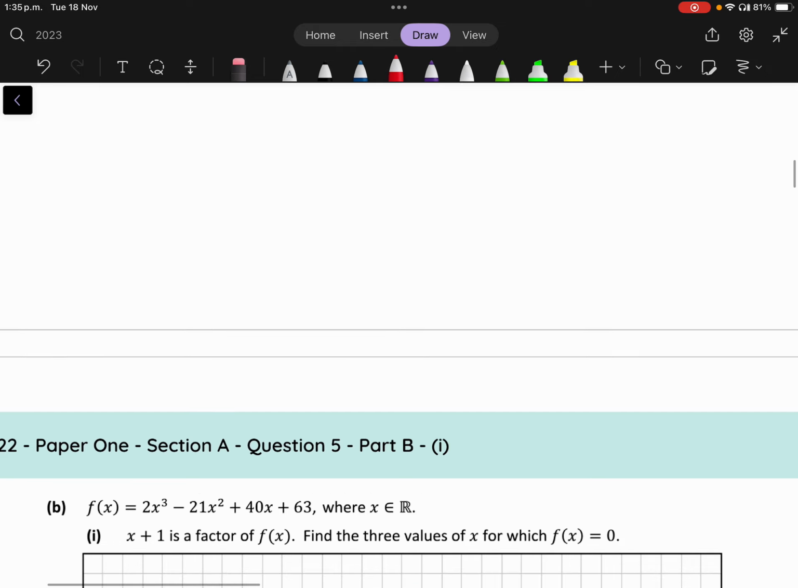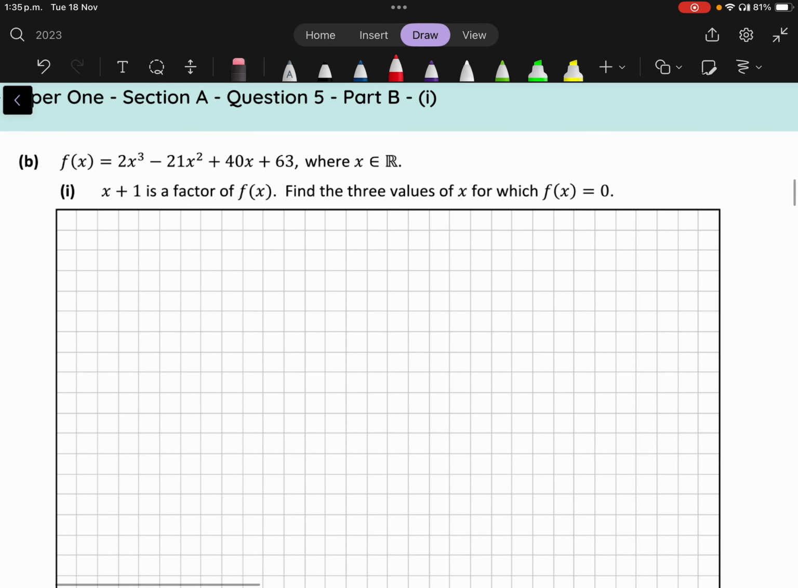Okay. Now going to the second question, I would really like you to pause the video and read the question. If you have f of x is equal to this and x plus 1 is a factor, again you will remember that f of minus 1 is equal to 0. That is a statement which you need to remember: if x plus 1 is a factor, f of minus 1 is equal to 0.